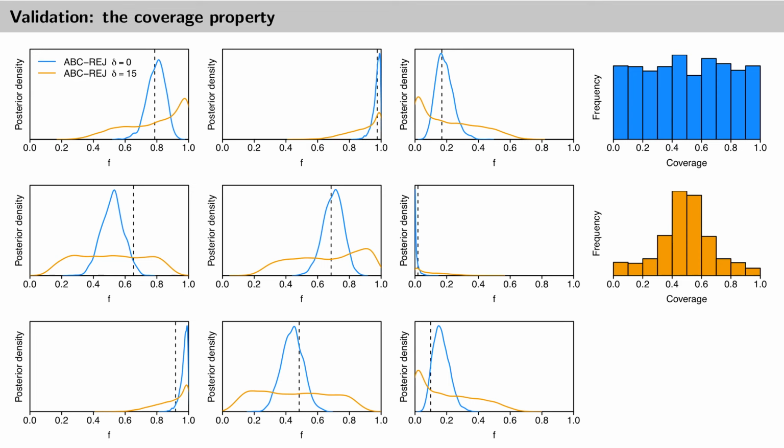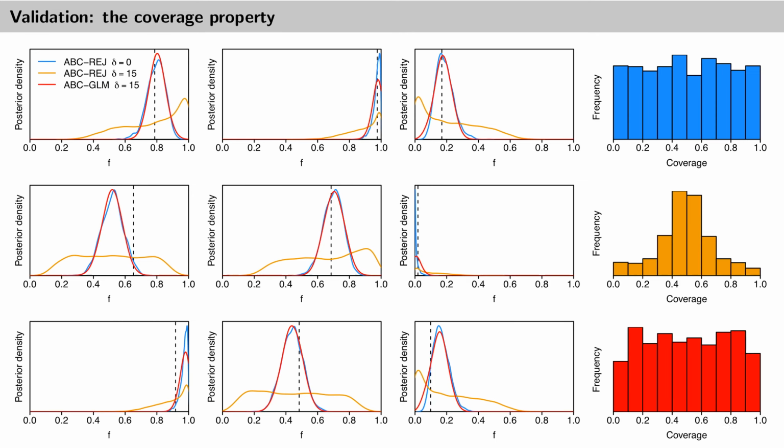This is well reflected in the histogram shown on the right. You see that there is a huge peak around 0.5, suggesting that the true values are indeed very often in the center. Let us now see how ABC-GLM run on delta equals 15 simulations would actually correct for this problem.